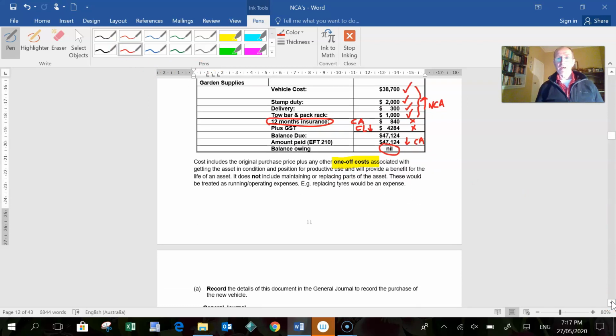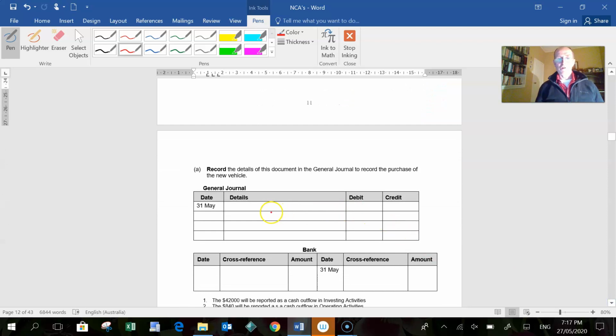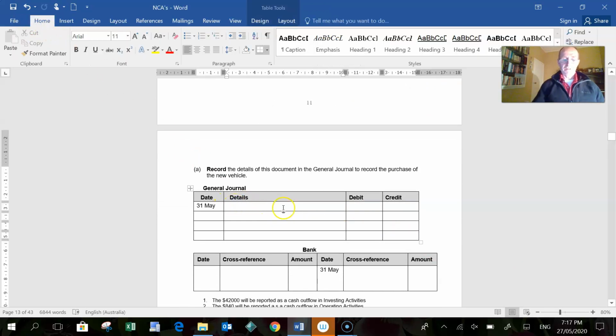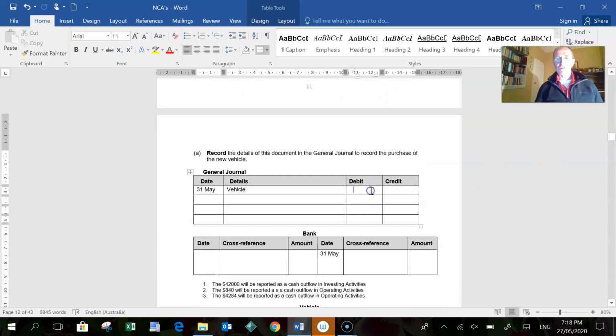Okay, so we've got a recording now in the General Journal. Obviously the first thing we want to record is the non-current asset, which is the vehicle, which is made up of those four costs. So 38,700 plus 2 is 40,700 plus 300 is 41,000 plus another 1,000 for the tow bar gives me 42,000. So that's the cost of the vehicle.